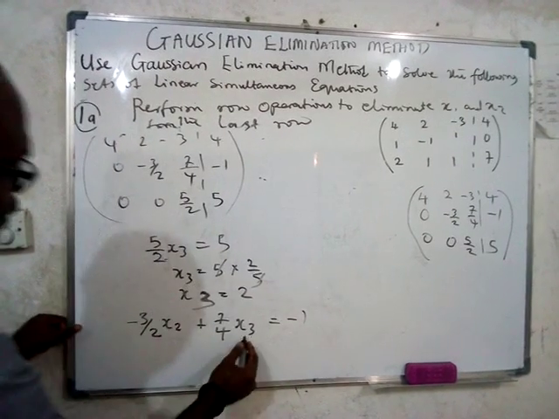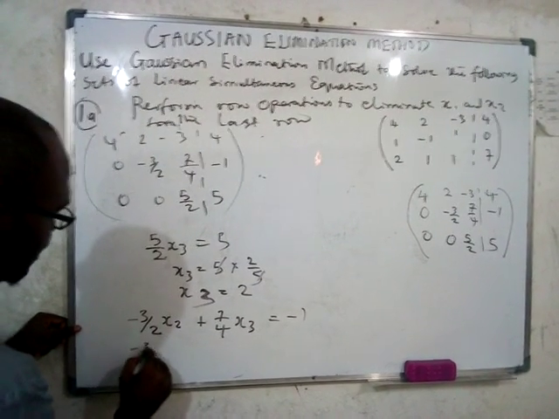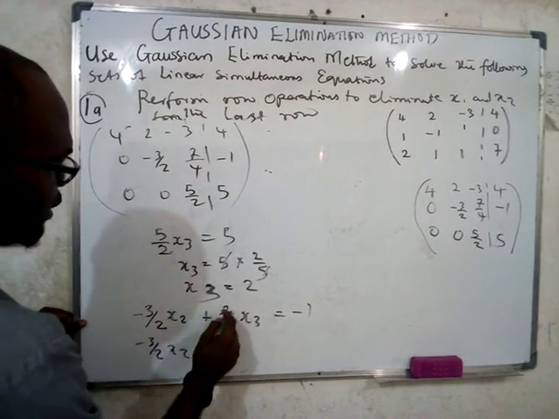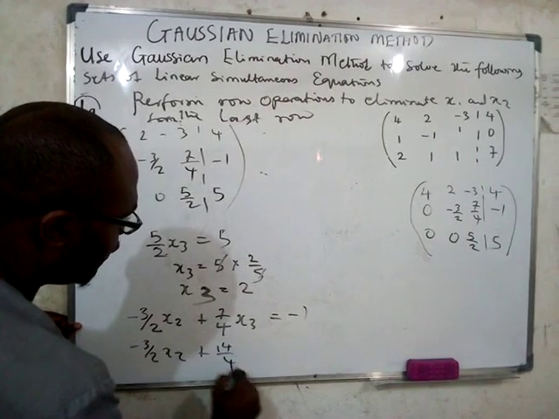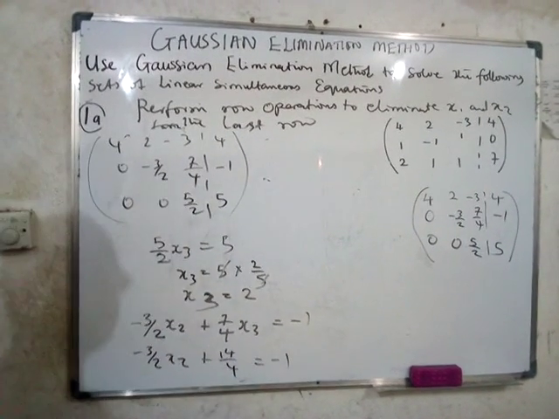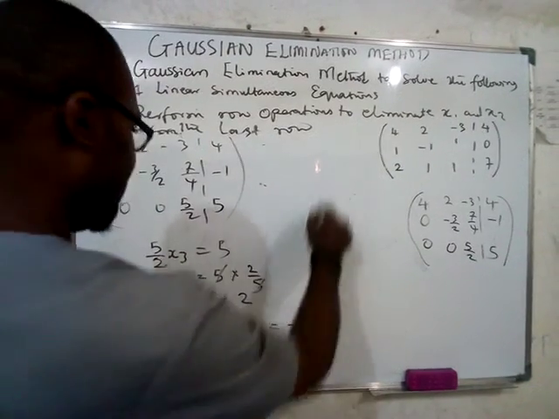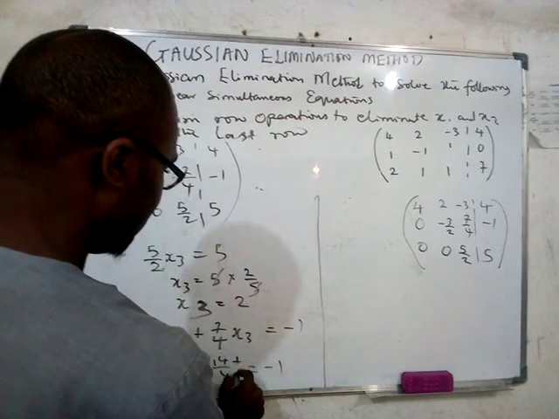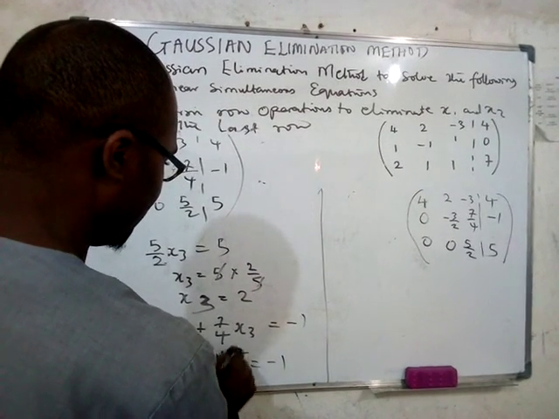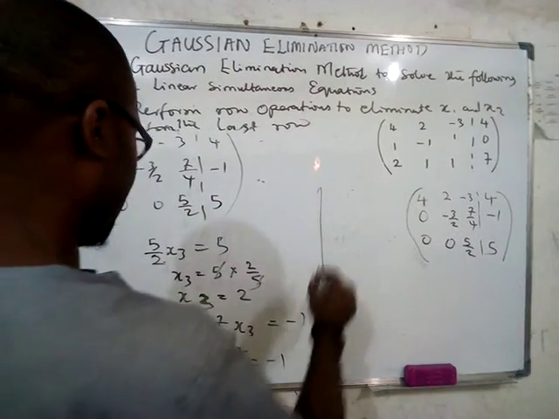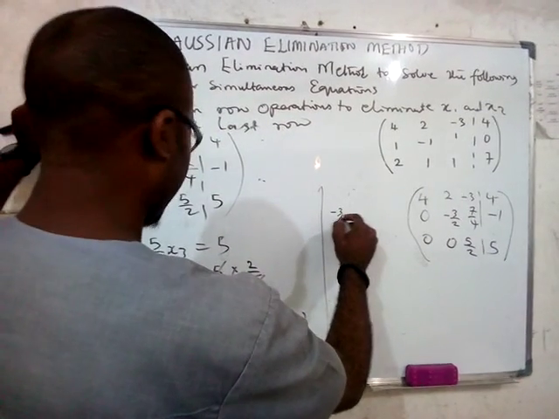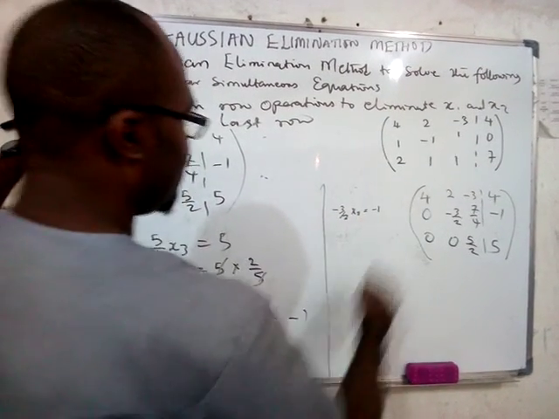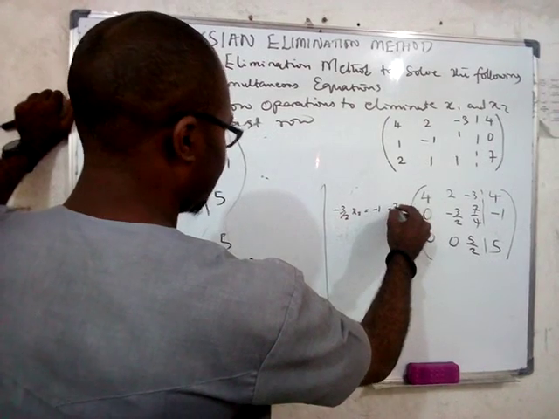So how do I solve down? I already know what x3 is. So this is minus 3 over 2 x2 plus, x3 is 2, so 7 times 2 will give me what? 14 over 4 equal to minus 1. So with this, I can simply say that 14 over 4 is what? 7 over 2, isn't it? 7 over 2. So I can be having minus 3 over 2 x2 is equal to minus 1. Take this one over, minus 7 over 2.